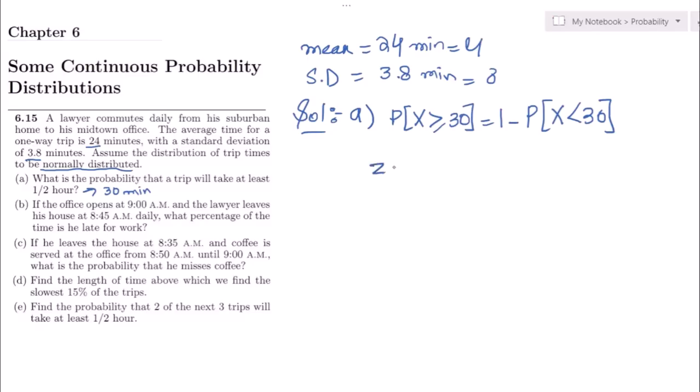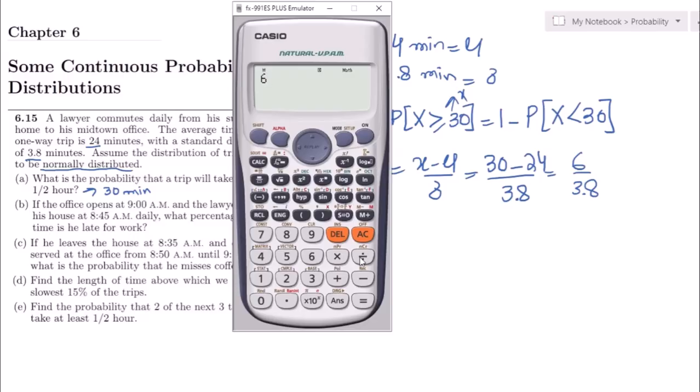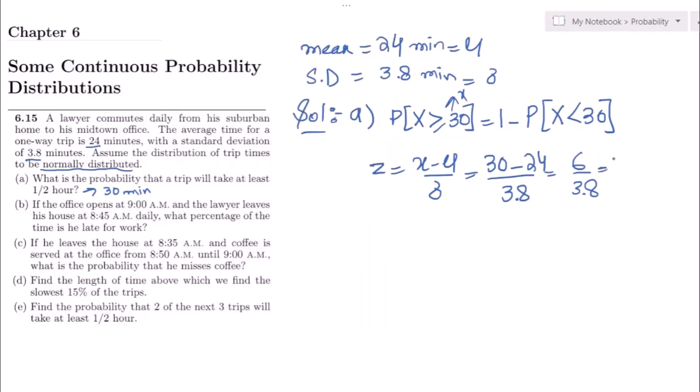So z is equal to x minus mu divided by sigma. This is the value of x for now, so writing it here. 30 minus 24 divided by 3.8, this is 6 divided by 3.8, which is 1.58. So that is what we have.